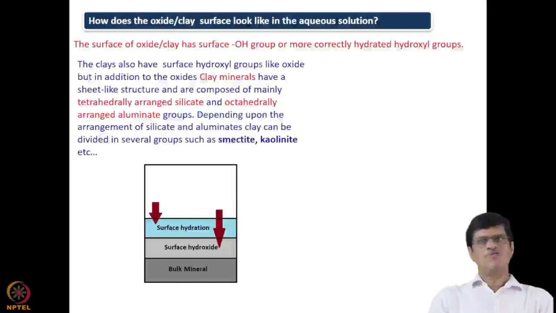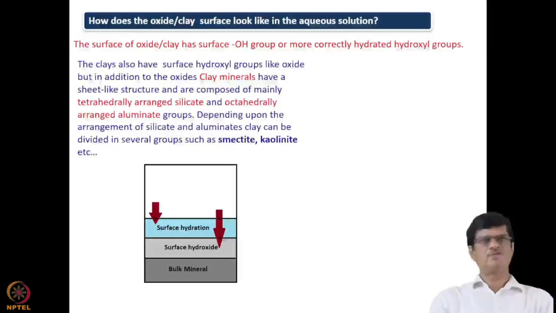And we also have these clay minerals, which have surface hydroxyl groups. I will be showing in the next few slides how these act. And the oxides are also present, like silica and alumina, but they also have replaceable hydrogen ions. Some sort of hydroxyl groups are there, and that is how this complexation is taking place.